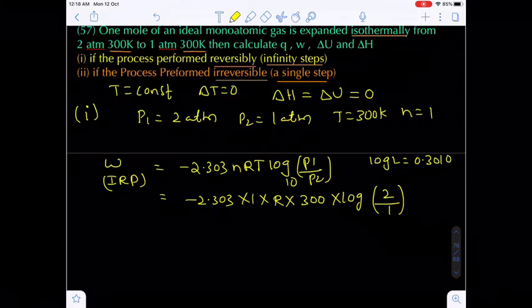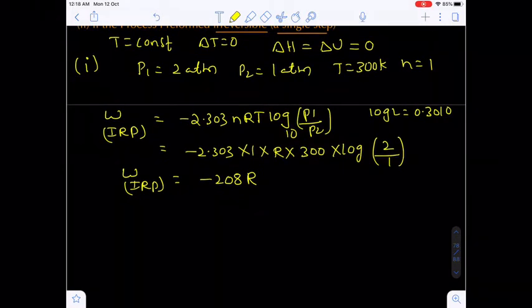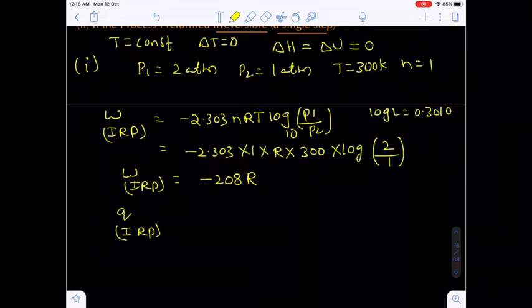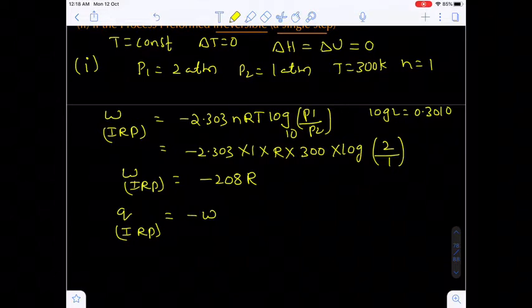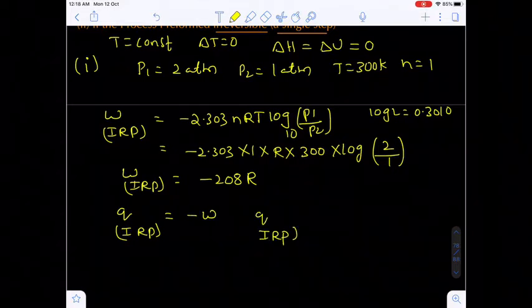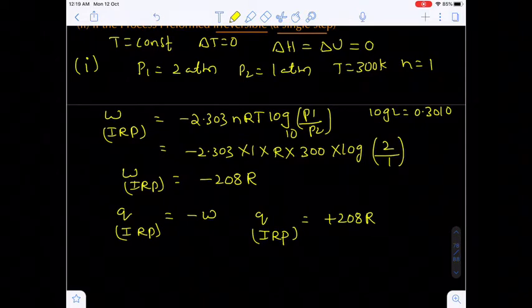Okay, after simplification, you will get the work done in the isothermal reversible process equal to minus 208 R. Now what will be the Q? That will be the heat exchange in an isothermal reversible process, equal to minus W. So minus of minus, you will get plus. So the heat exchange in the isothermal reversible process will be equal to 208 capital R.